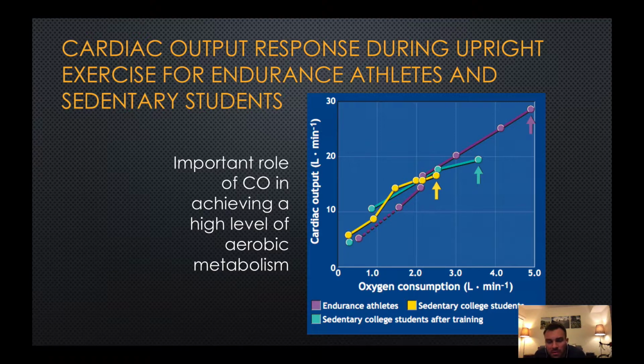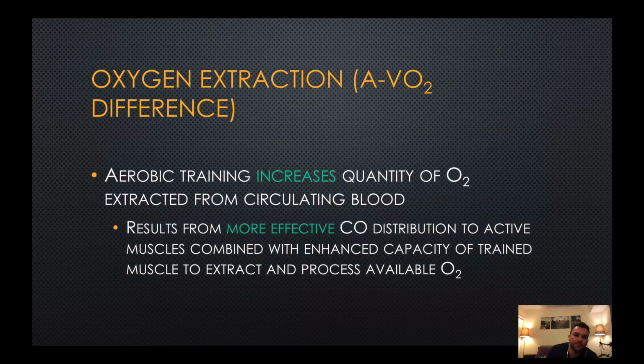And here's that same group of individuals that we were looking at previously. Yellow is the sedentary college students, and then the blue is them after training, aerobic training, compared to the purple, which is the elite athletes. And you see cardiac output improves over training. And as you would imagine, because we just looked at stroke volume improving, we just looked at heart rate improving, we would know then if both of those improve we would see an improvement in our cardiac output.